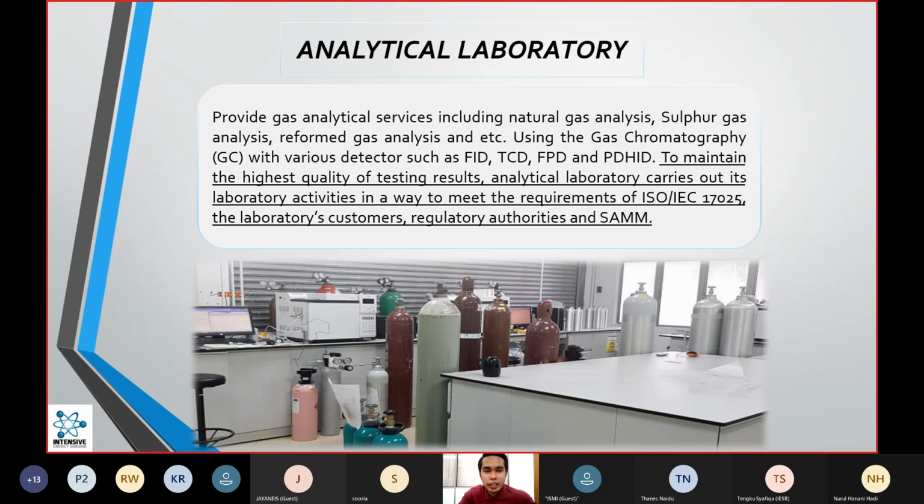To maintain the highest quality of testing results, the analytical laboratory carries out its activities in a way that meets the requirements of ISO 17025, the laboratory customers, regulatory authorities, and SAMM. After the mixing process, the laboratory will conduct a test on the client cylinder. This is to make sure of the quality of the calibration gas that has been batched.